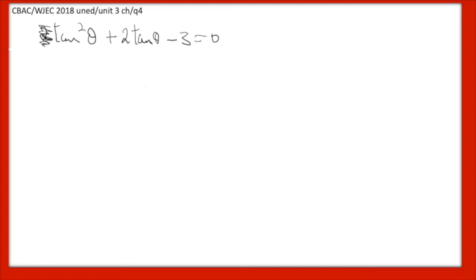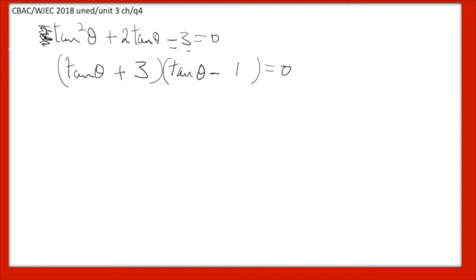They factorize quite nicely. Obviously, in order to get the tan squared theta at the front, I've got tan theta and tan theta. To get that minus sign, I need a plus and a minus. And the fact that 3 is obviously a prime number, the only ones I've got are the 3 and the 1. That's the only pair I can actually have. So I put the 3 in there, I put the 1 in there.